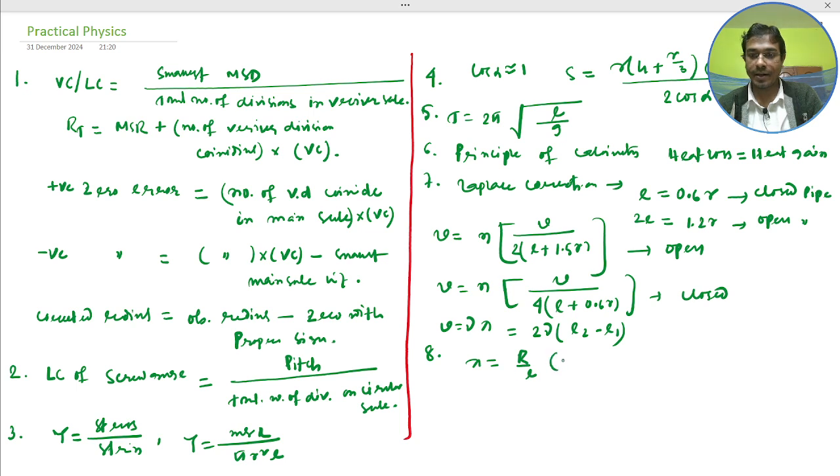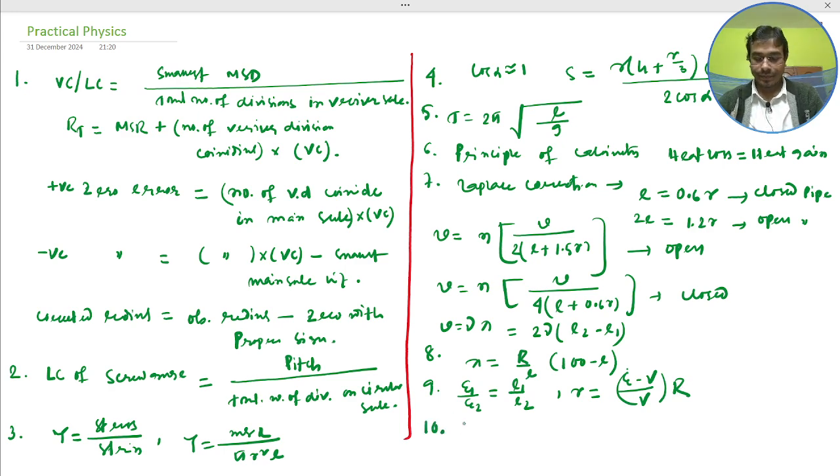Next, for a meter bridge, at the null point, the unknown resistance X would be R into L divided by (100 minus L). This is the unknown resistance. Next, in the potentiometer, the comparison of EMF of two cells: epsilon 1 by epsilon 2 is equal to L1 by L2. And here the internal resistance r would become (epsilon minus V) by V into R.